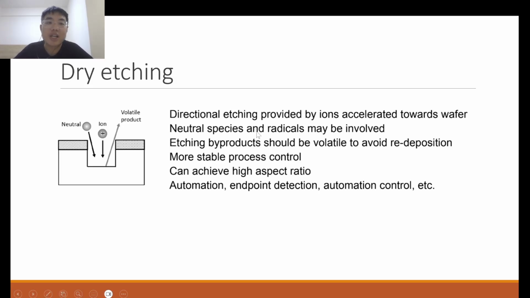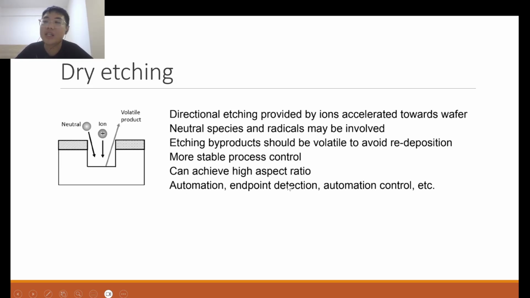And what dry etching is able to achieve is a high aspect ratio. High aspect ratio refers to the depth to width ratio. So you can achieve deeper and narrower trenches compared to wet etching, because with wet etching, what you normally have is an undercut kind of phenomenon, due to the isotropic nature of wet etch.